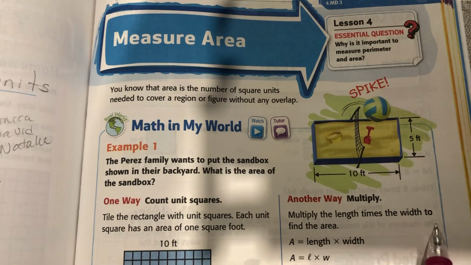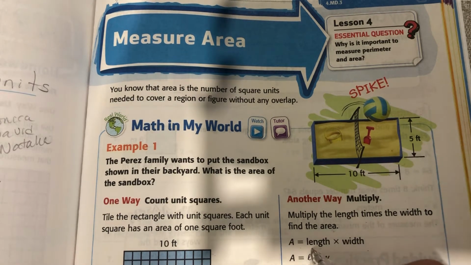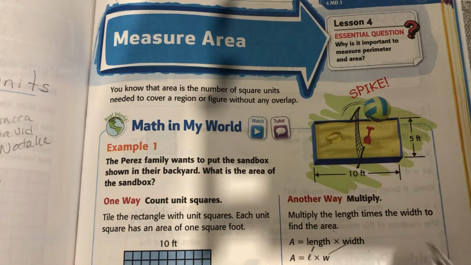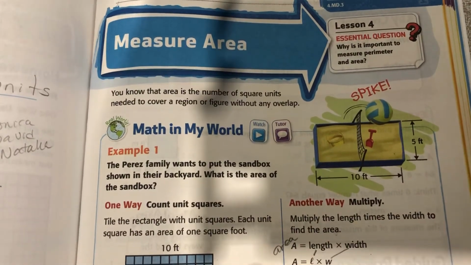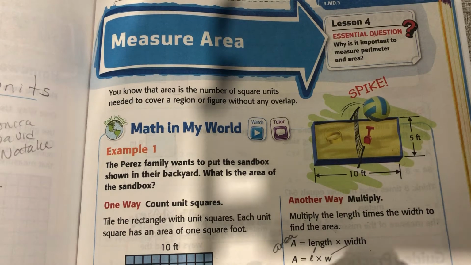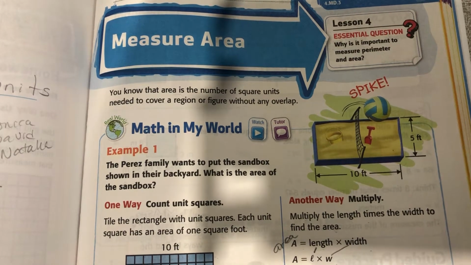Multiply the length times the width to find the area. Now this is called the formula. So it's A equals length times width, okay? Also can be spelled this way, A equals L times W. So L obviously stands for length and W for width. The A stands for area, okay? So then you fill it in. A equals 10 feet times 5 feet. So what is 10 times 5? Hopefully you're saying 50. So it's 50 square feet, okay?